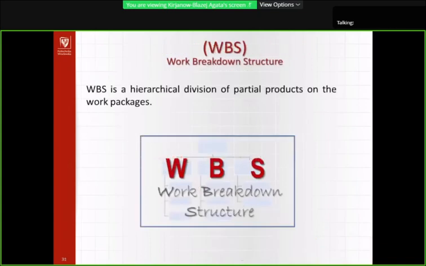And a few more words about work breakdown structure. WBS is a hierarchical division of partial products into work packages. The WBS method is usually used to design or confirm the actual scope of the project and allows to define the level of detail of tasks common to all project stakeholders. The lower the level, the more detailed the division.